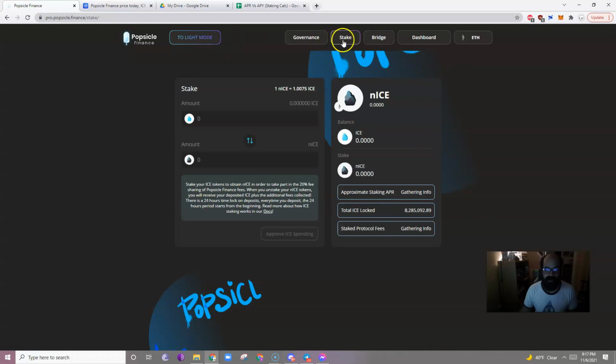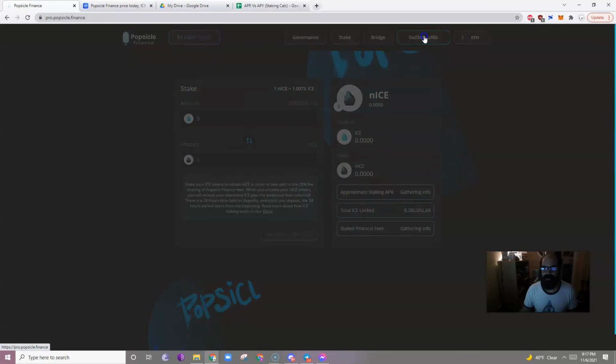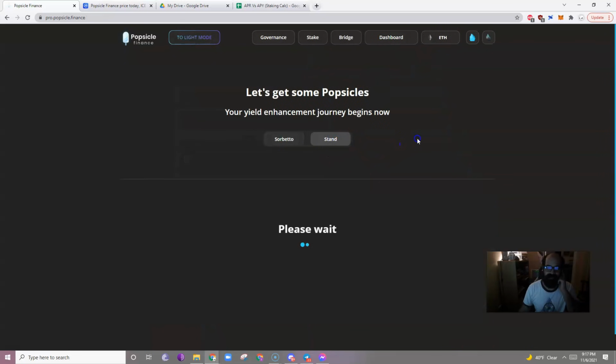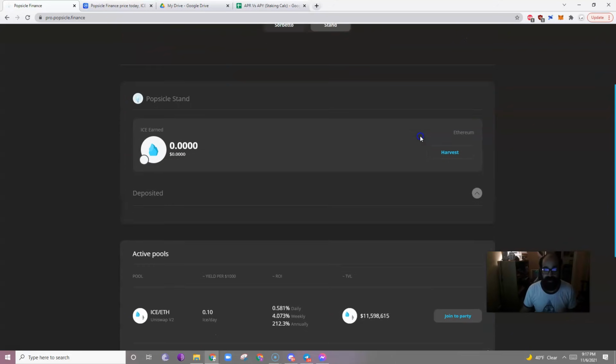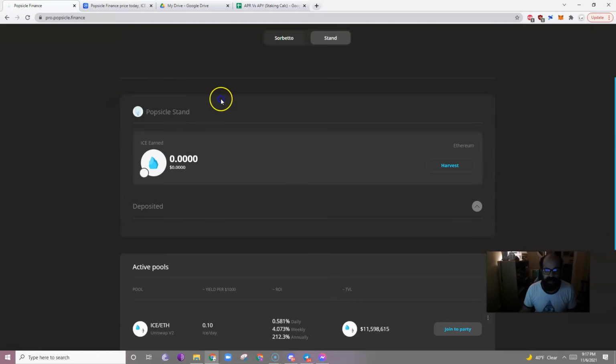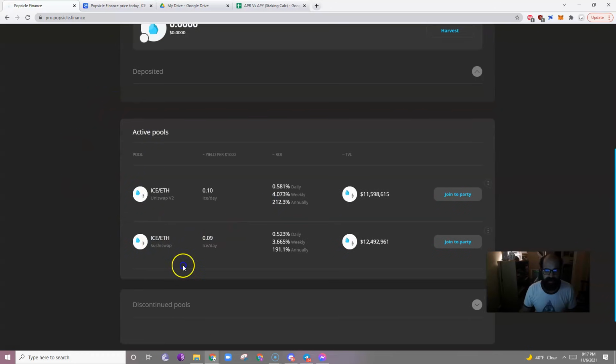There is also, let's go back to the dashboard, the Stand. Right, so you're looking at Sorbetto, now we're on the Stand. So here you have a chance to earn ICE through these two pools, the ICE ETH pool and the ICE ETH pool, Uniswap v2 and SushiSwap. So they're just providing liquidity for the ICE pairs, and you can see the annual APR.